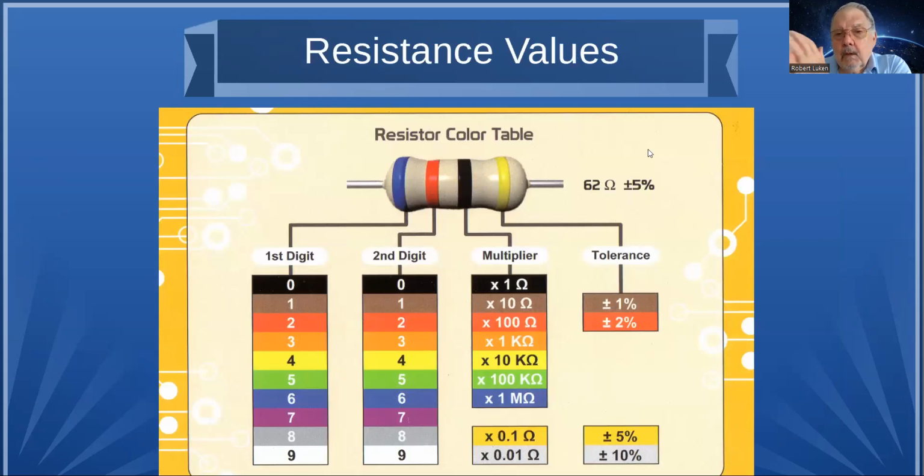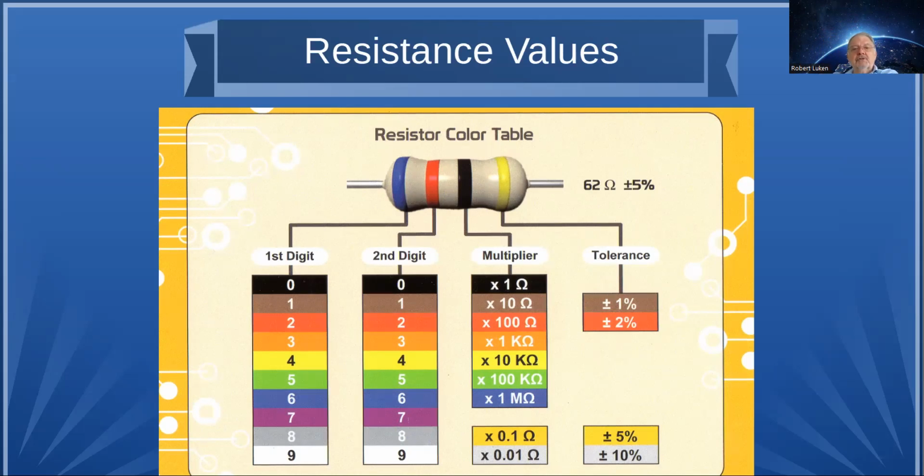There's a color code table that's used to mark the values of resistors. It's called the RETMA color code, the Radio Engineers and Technology Manufacturers Association or something like that. It was done decades ago.